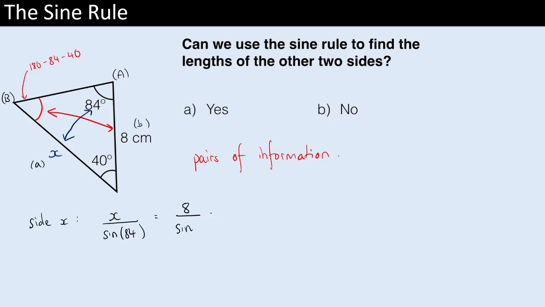Now we need to work out what that angle is. 180 take away 84 take away 40 is 56. Now, what you can do is you could work out what this right-hand side is, but I'm not going to, because I'm going to try and keep my answer as accurate as possible. If I want to work out what x is here, I'm going to have to get rid of this fraction part here. Now, if I want to get rid of that fraction part, I need to do the opposite of dividing by sine 84. I've got a times by sine 84 on both sides.